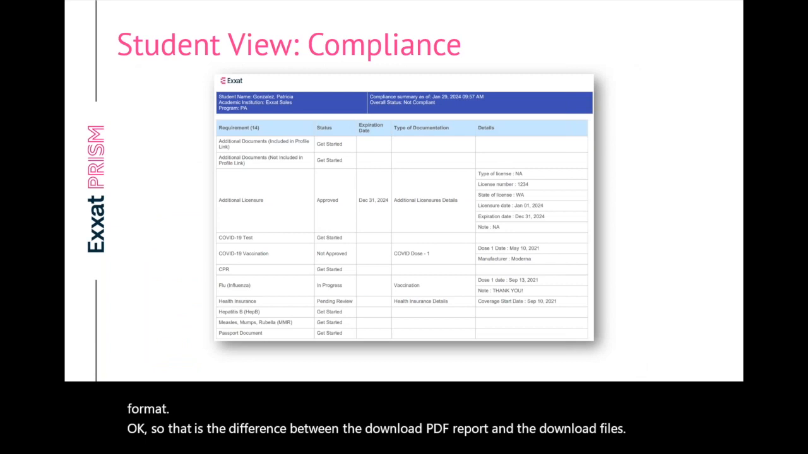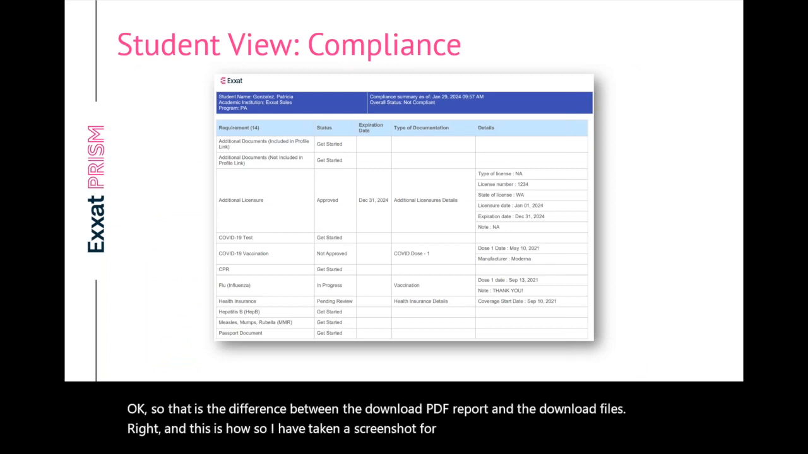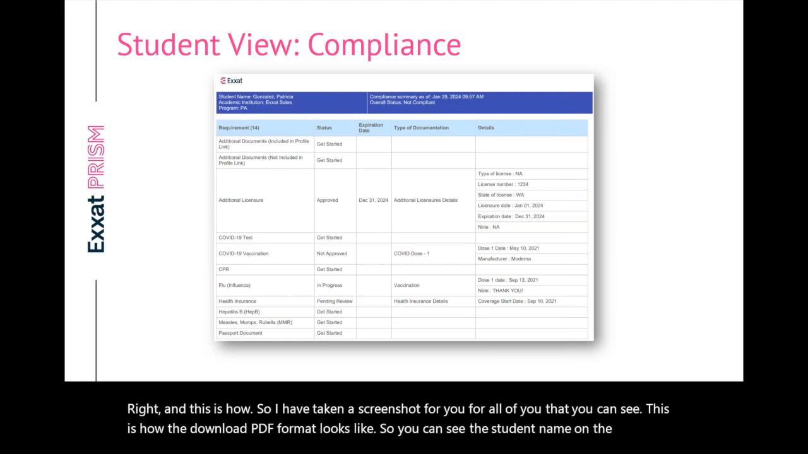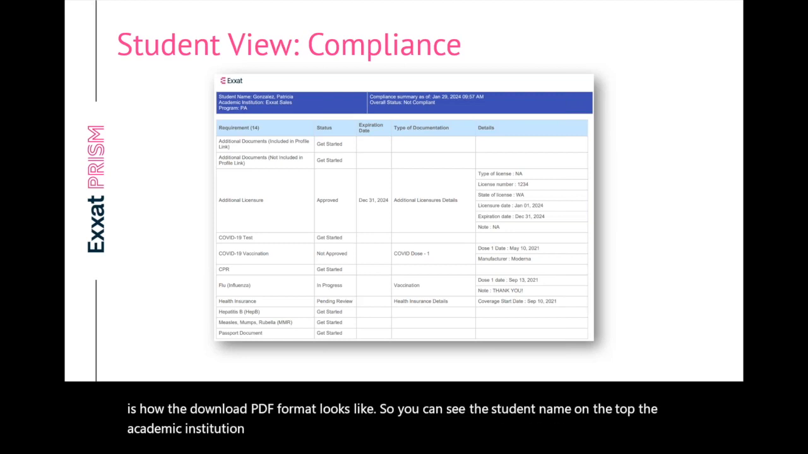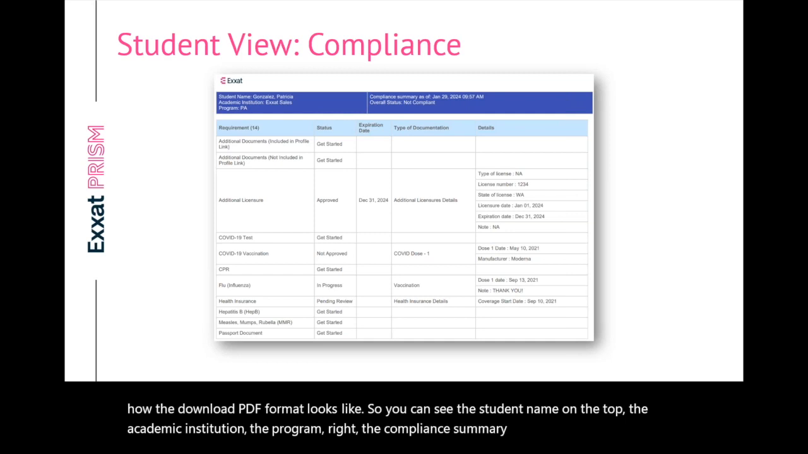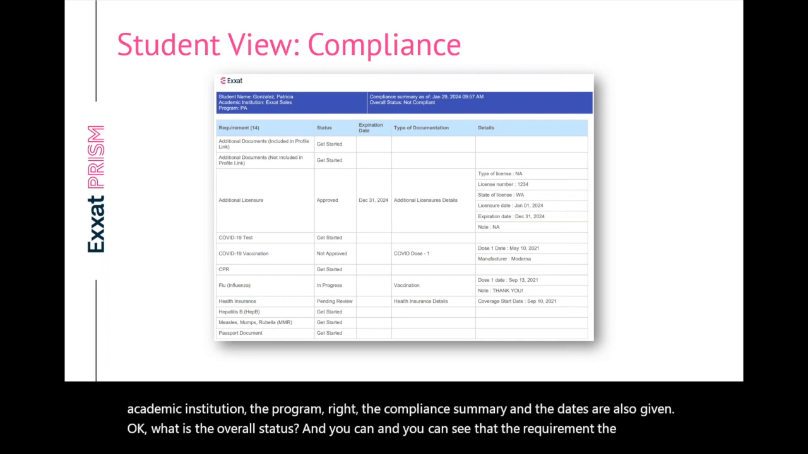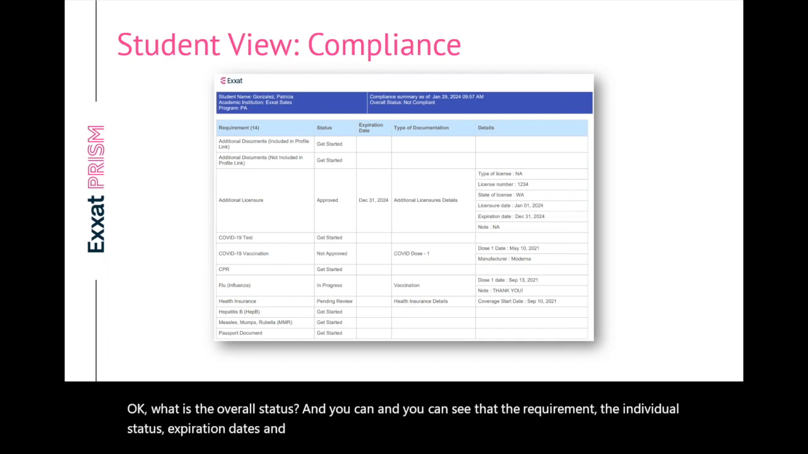And I've taken a screenshot for all of you, so you can see how the download PDF format looks. You can see the student name on the top, the academic institution, the program, right? The compliance summary and the dates are also given. What is the overall status, and you can see the requirements, the individual status, expiration dates, and other details. So this is how the PDF report looks when the students are downloading the PDF format.